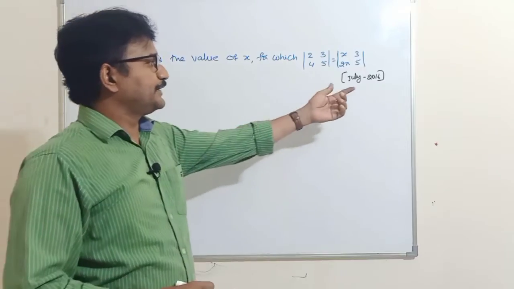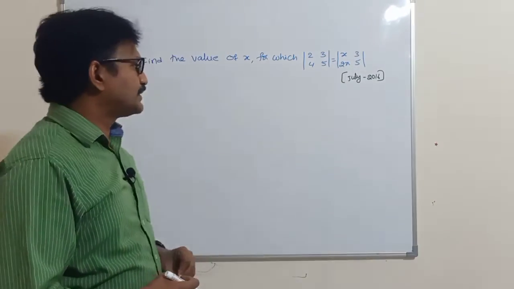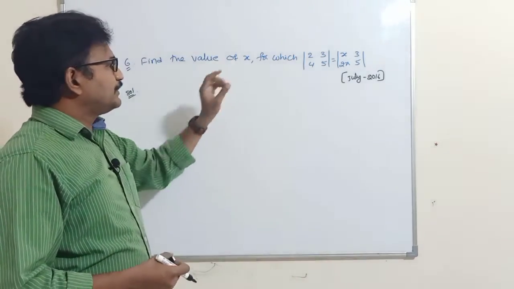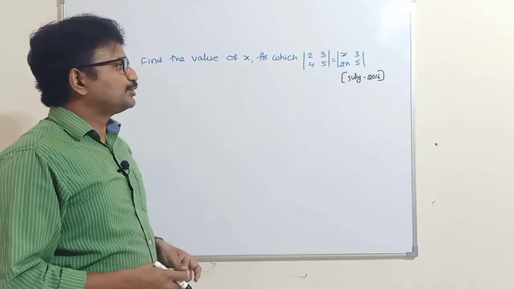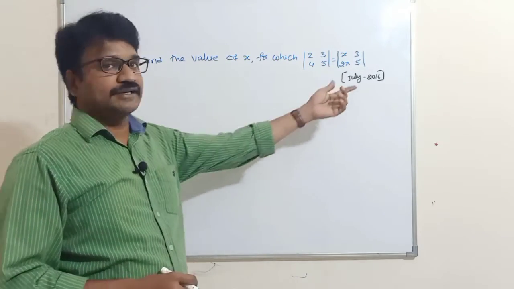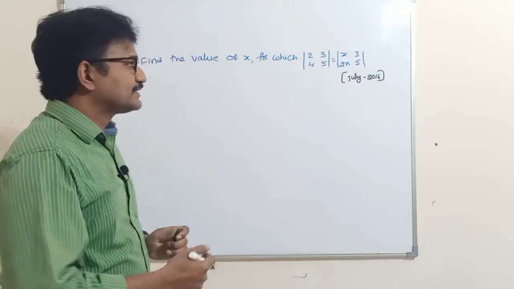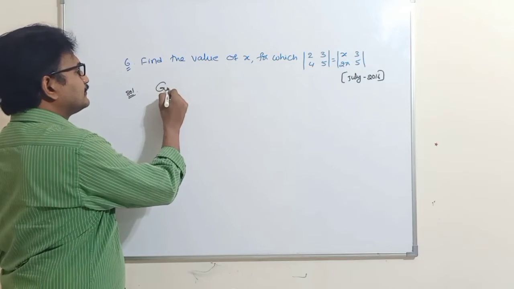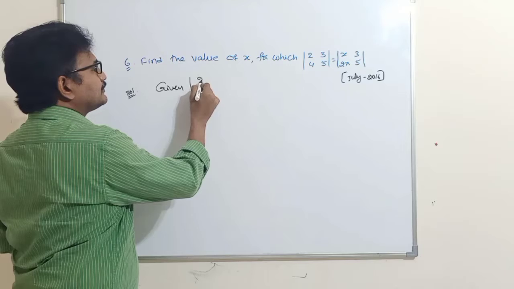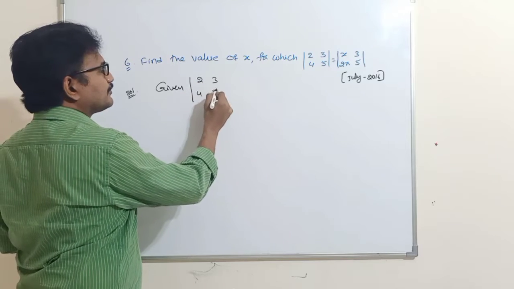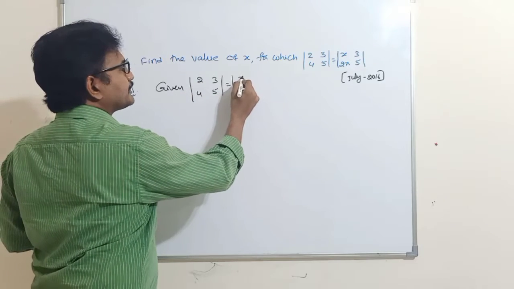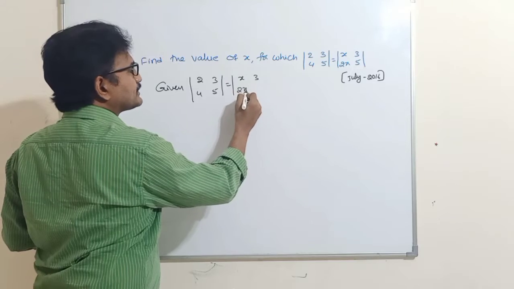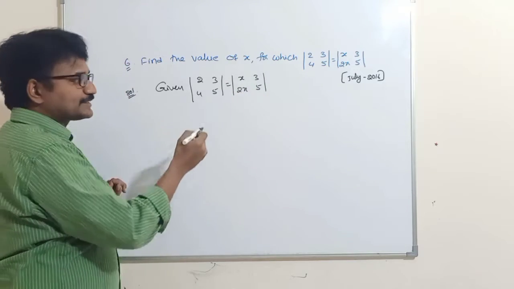Next, July 2016 problem. Find the value of x for which det of 2, 3, 4, 5 is equal to det of x, 3, 2x, 5. Given det of 2, 3, 4, 5 is equal to det of x, 3, 2x, 5. So expand this determinant.